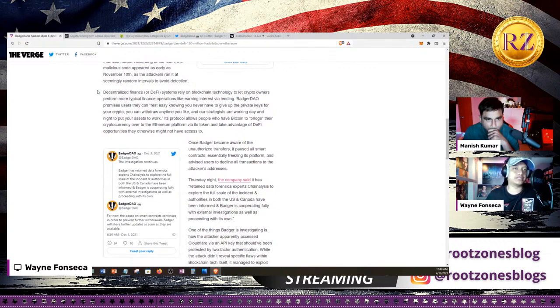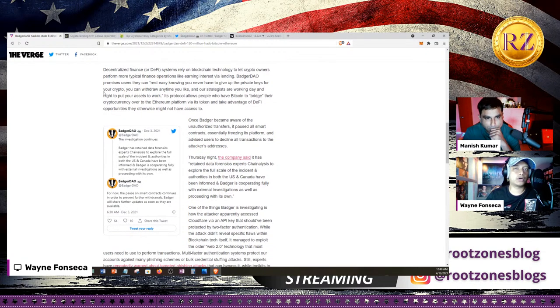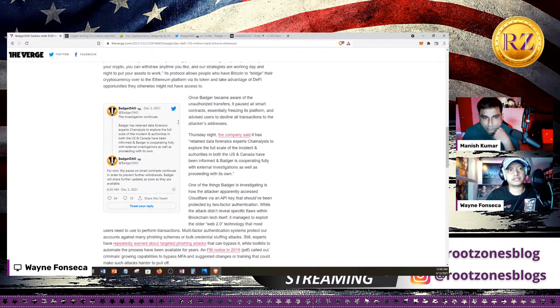Now, decentralized finance, or DeFi, systems rely on blockchain technology to let crypto owners perform typical finance operations like earning interest via lending. BadgerDAO promises users that they can rest easy knowing you never have to give up your private keys for your crypto. You can withdraw anytime you like, and our strategies are working day and night to put your assets to work. Its protocol allows people who have Bitcoin to bridge their cryptocurrency over to the Ethereum platform via a token to take advantage of DeFi opportunities they otherwise might not have access to.